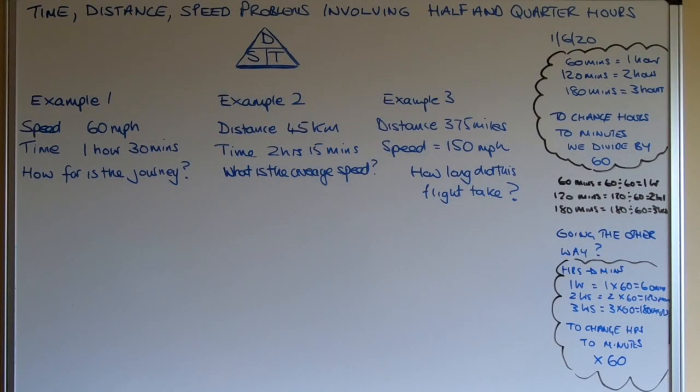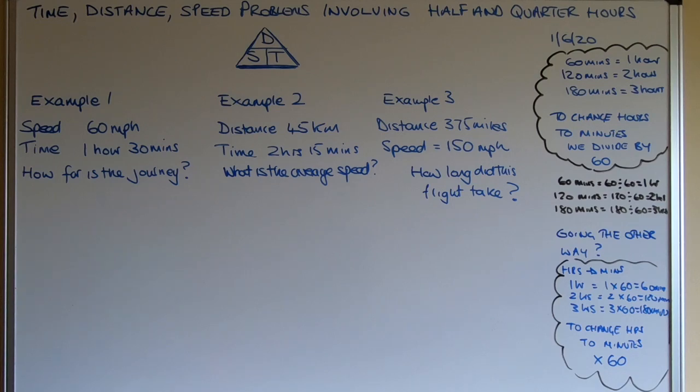Good morning. We're going to continue with our topic, time, distance and speed, and we're going to look at some problems, and we're going to extend it onto half and quarter hours. So let's look at example 1 first of all. The speed is 60 miles per hour. The time is 1 hour and 30 minutes. How far is the journey?